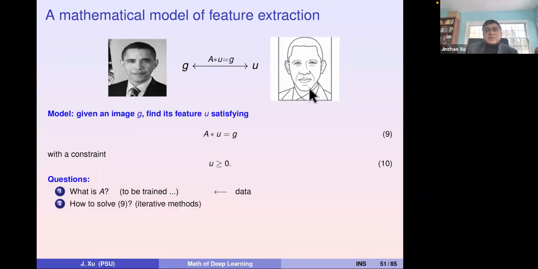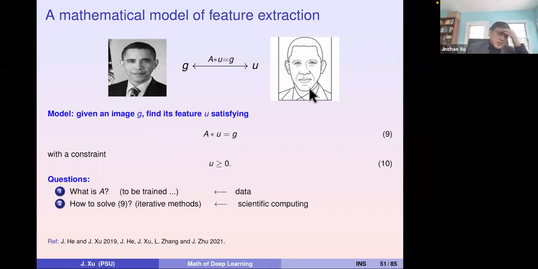And then the next question is, how do you solve this equation number 9? This is the iterative method. And how you solve the linear system equation is my actual specialty. So my argument is that I have this mathematical model. You have very complicated data, and I want to find a long linear model such that I get a much lower dimensional, more transparent feature. I can use logistic regression or SVM to do the job. So the way to do it is to solve this equation number 9.